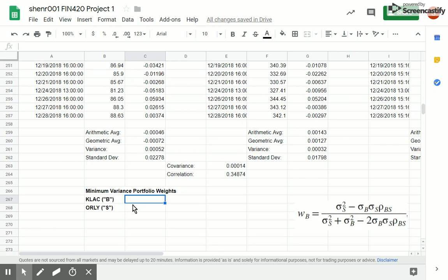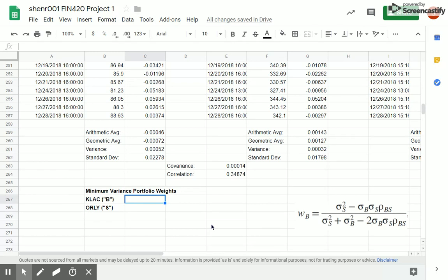I have two stocks here. I'm just going to call KLA-Tencor the B portfolio, and O'Reilly the S portfolio. Just make sure you keep those straight. What the formula gives you is the weight of the B portfolio in terms of the variances, the standard deviations, and the correlation between the two.